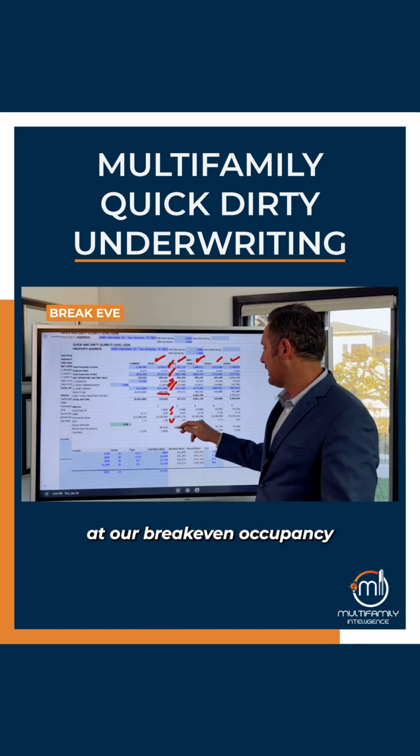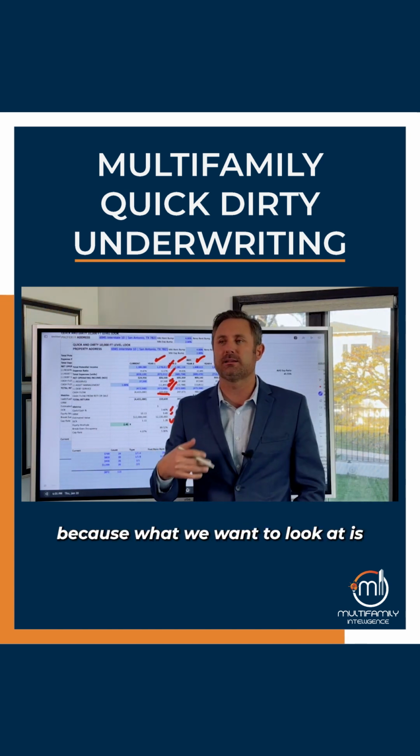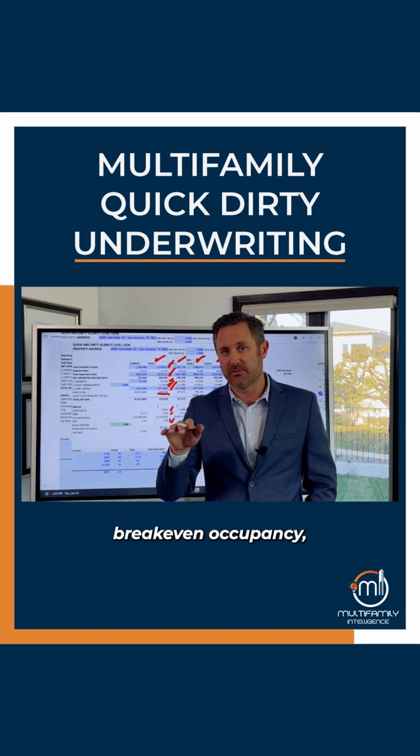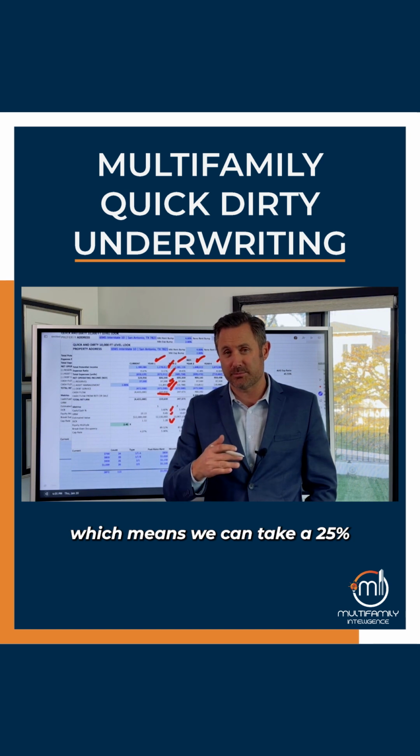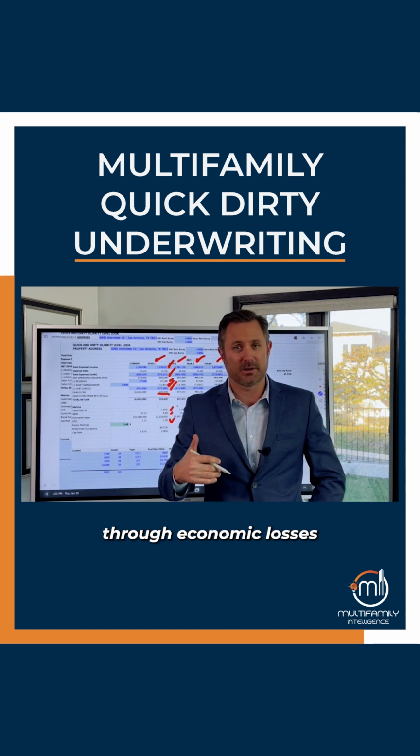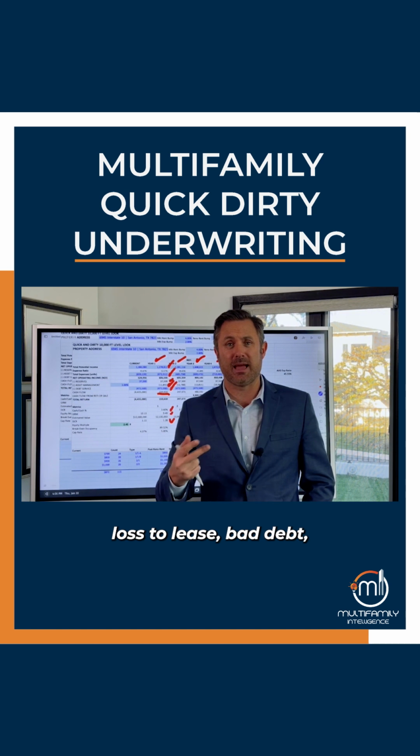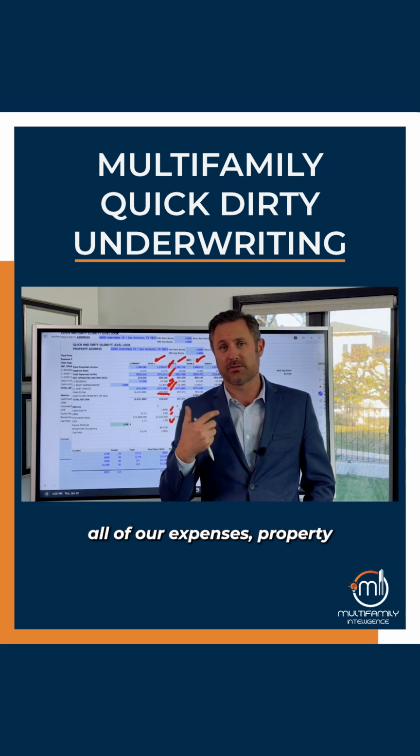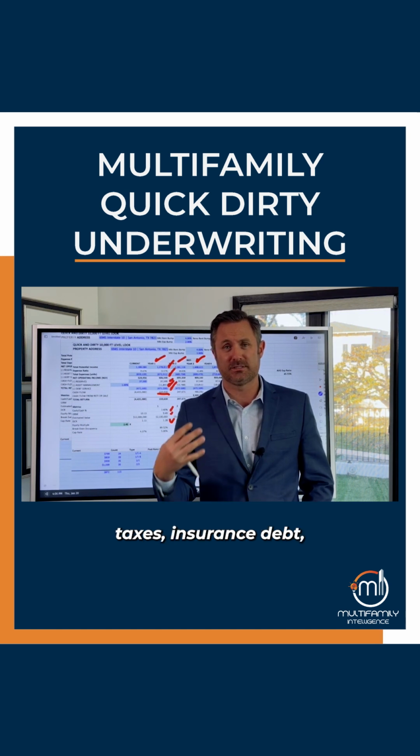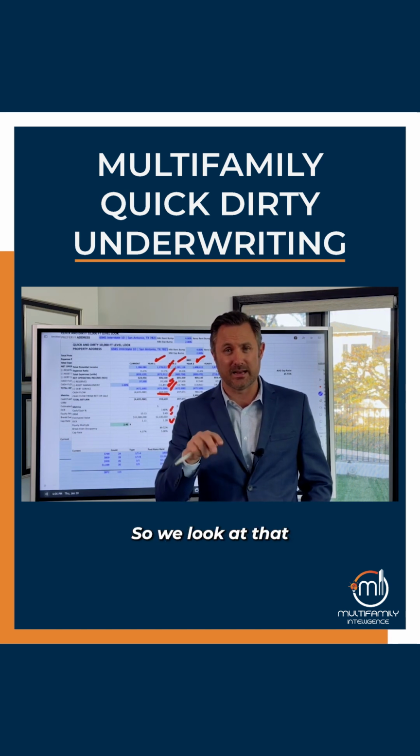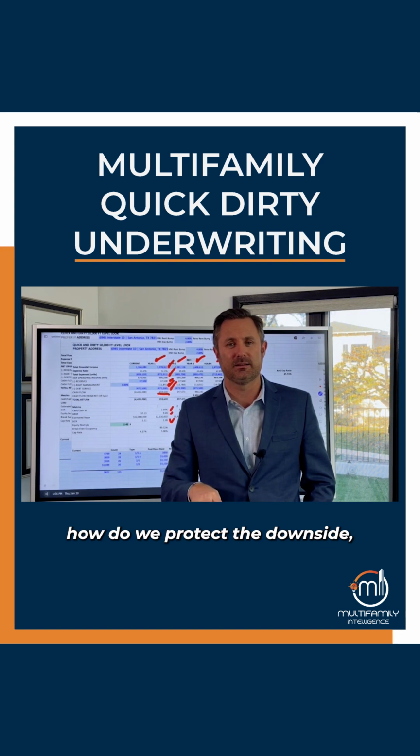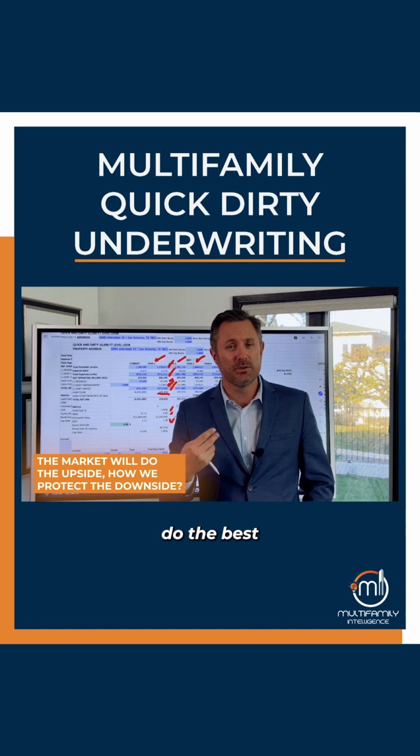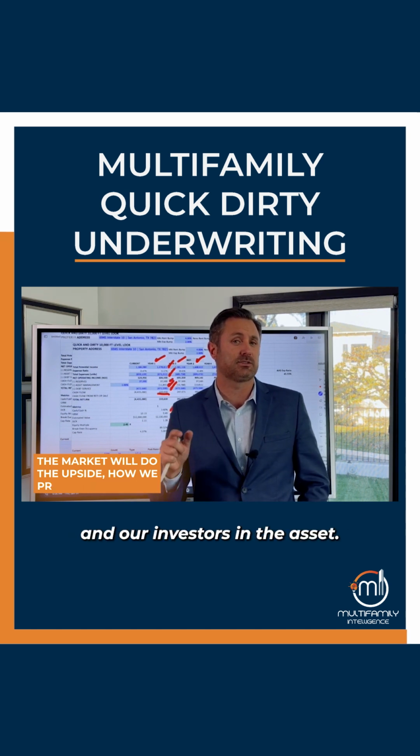And then we're looking at our break-even occupancy, because ideally we underwrite to a 75% break-even occupancy, which means we can take a 25% hit on that building through economic losses like vacancy, loss to lease, bad debt, and concessions in a bad market, and still be able to cover all of our expenses: property taxes, insurance, debt service, all of that. I'm always looking at how we protect the downside. The market will do the upside. How do we protect the downside in a bad market and do the best we can to protect ourselves and our investors in the asset?